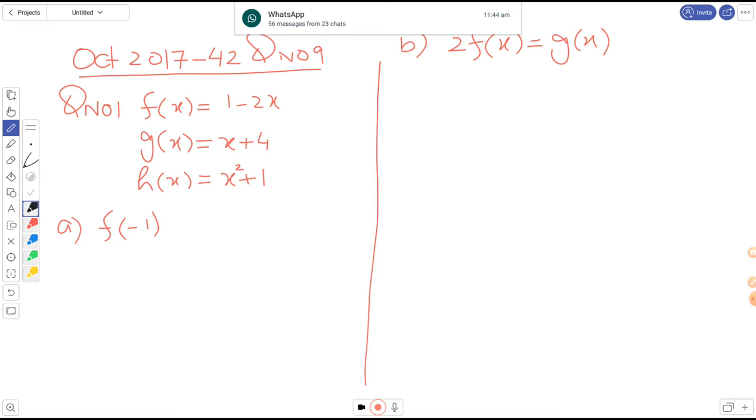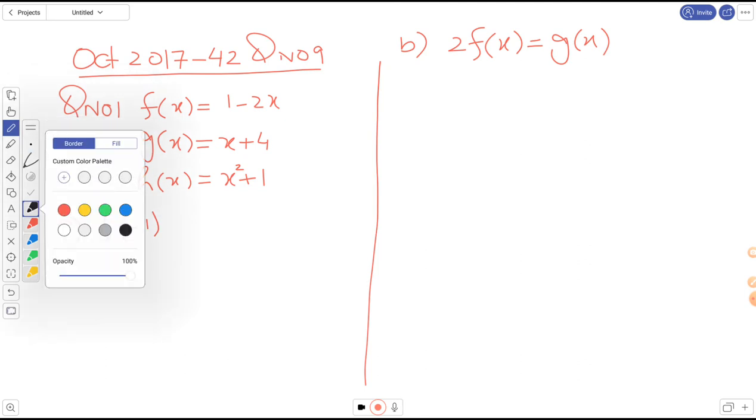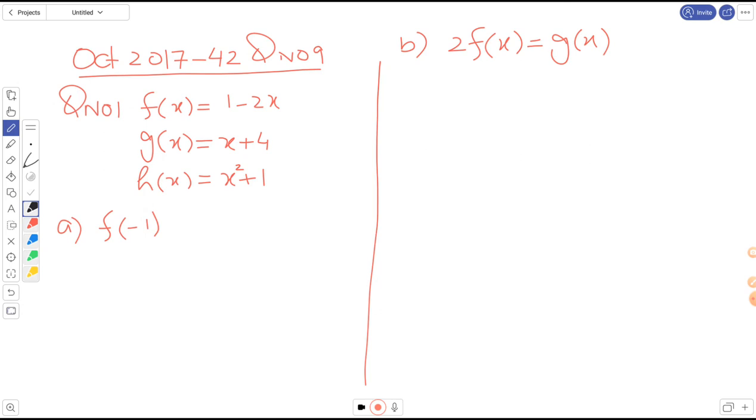Topic is O-levels functions. I'm going to discuss with you. And we have given three functions here, you can see clearly. Okay. And what is our first question we have? Our first question is part number 1, f of minus 1. We have a question, right? So let's see how we can do this question.